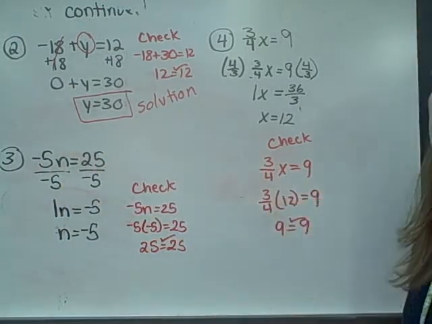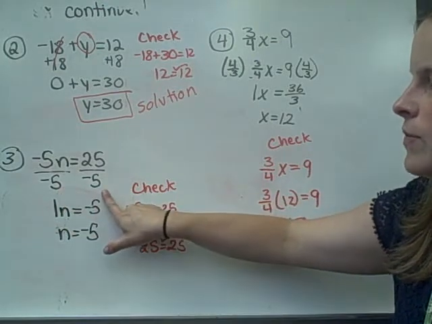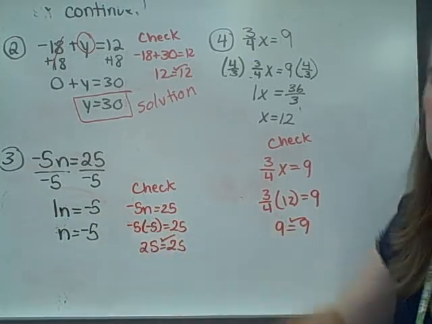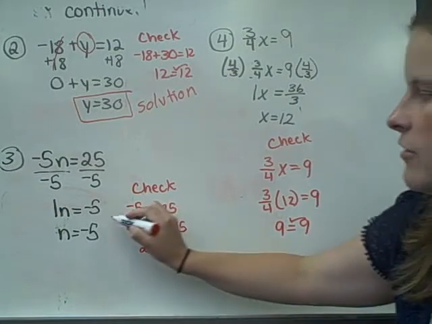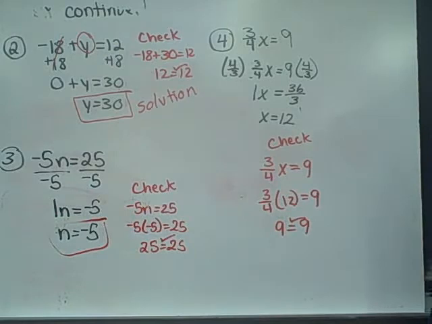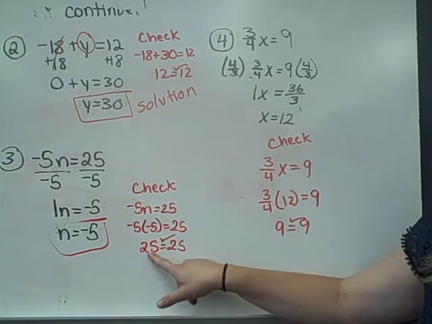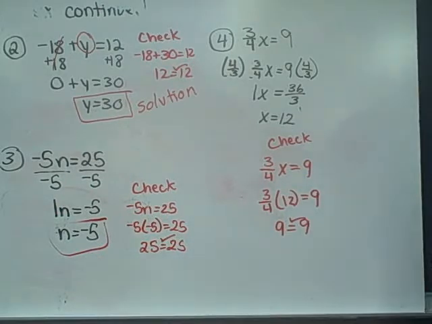To undo multiplication, we must divide. So we're going to divide both sides by -5. 1n equals -5. Okay, so n equals -5. If you want to check it, plug your solution back in for n. -5 times -5 equals 25. That is a true statement. So 25 equals 25, so your solution of -5 is correct.